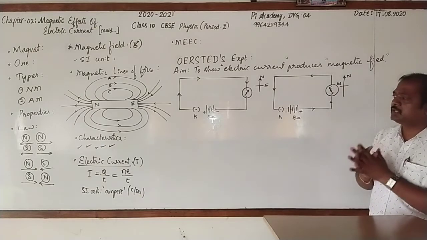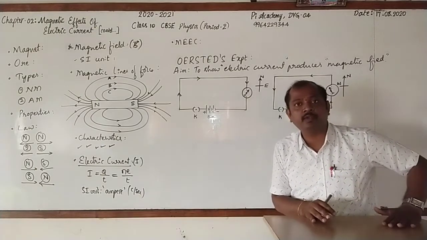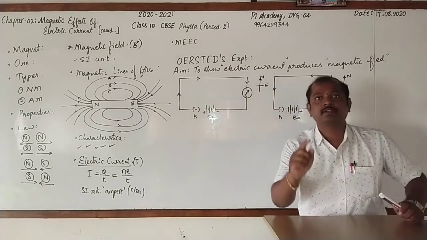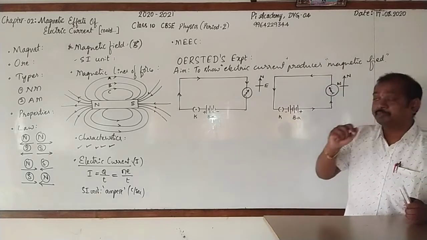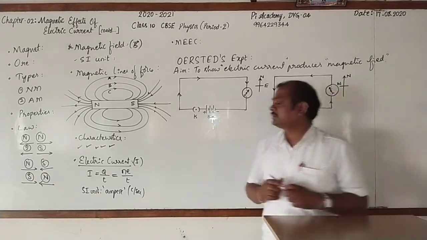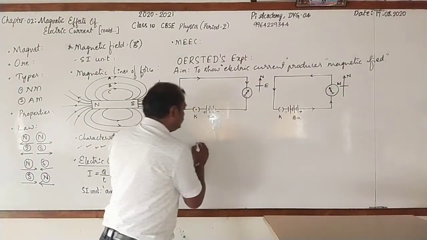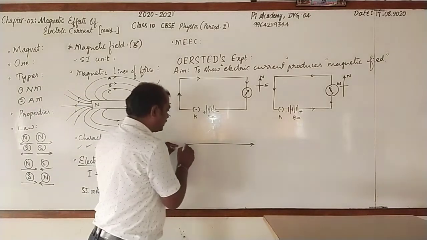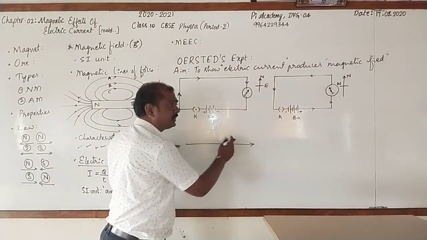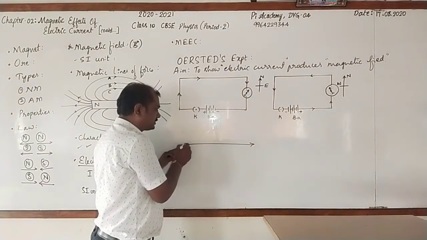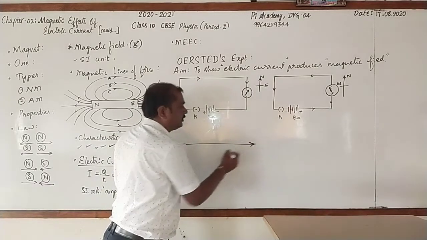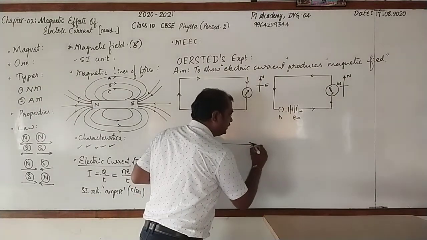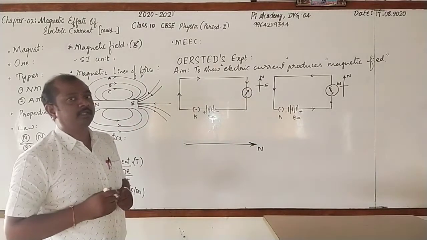For this purpose, one scientist has made a rule. He is Ampere, and the rule is known as Ampere's swimming rule. What is that? See that. According to that, you have to imagine a man swimming in the direction of flow of current. That means current enters from his foot and leaves to the head. Then you have to assume that his head indicates the north pole of the magnetic needle.